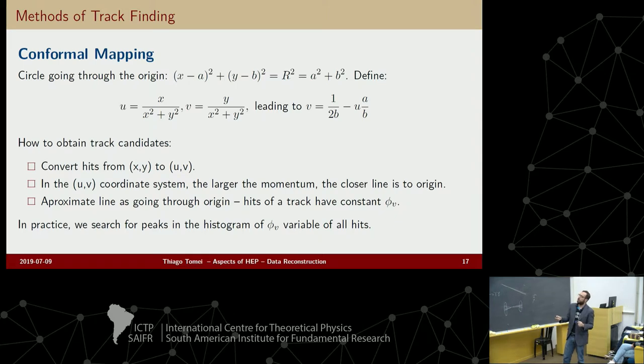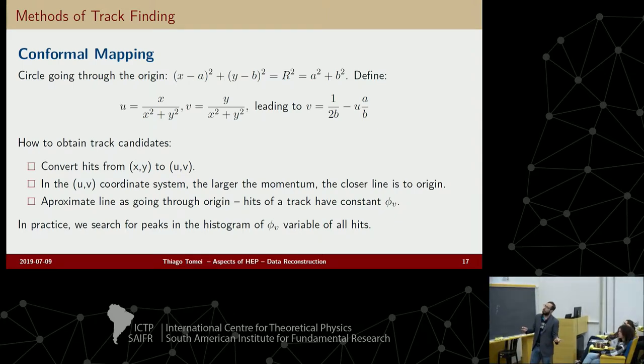First, there is conformal mapping. If you have a circle that goes through the origin, it will be something like this, which looks like a generic circle, but you are choosing the A and B such that it goes through the origin. What you do is define this transformation here, which leads to this. And how does that help? You convert every hit from XY coordinates to UV coordinates, and what we will find is that in this new coordinate system, the larger the momentum, the closer the line is to the origin. I will show you plots.